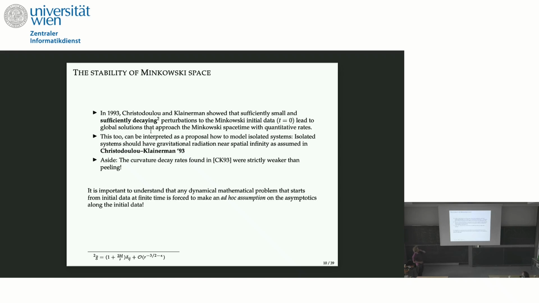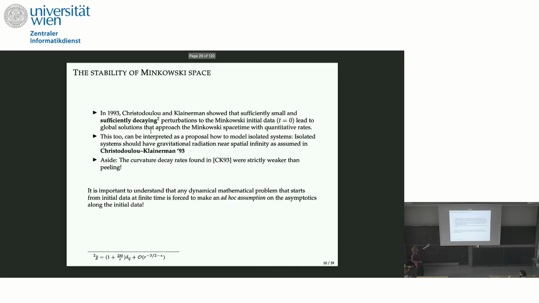Anyways, with all these initial data problems, the point I want to make is that whatever initial data problem you study, you always need to make some assumptions on the asymptotics of the initial data, and that is at the end of the day just another ad hoc assumption, but we don't have direct physical access to that. As a loose aside, Christodoulou and Klainerman found curvature decay rates which were strictly weaker than peeling, but again, there is no specific significance to that statement because they just worked with another model that had different predictions.